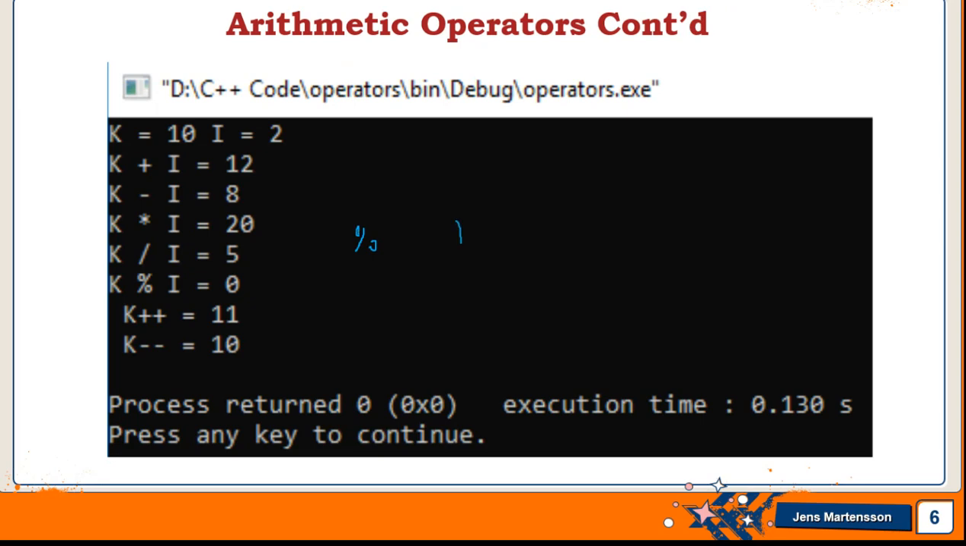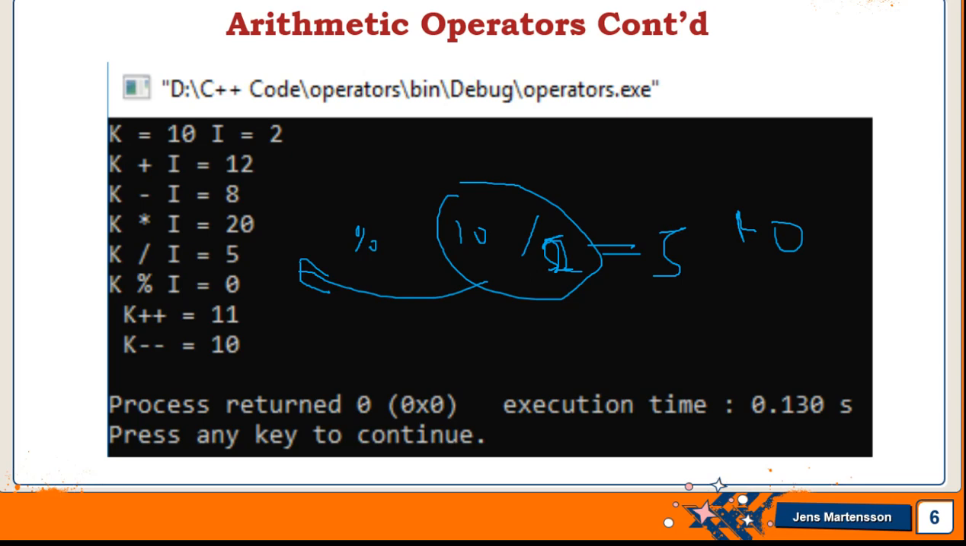So we have 10 divided by 2, which is equal to 5, remainder 0. And that is why you see 0 here, because the remainder of this division is 0. Then here we have k plus plus.